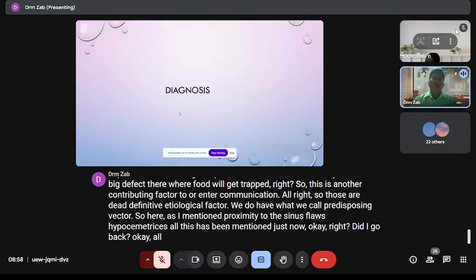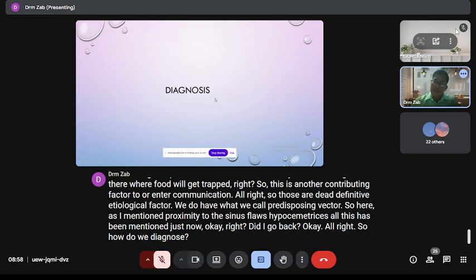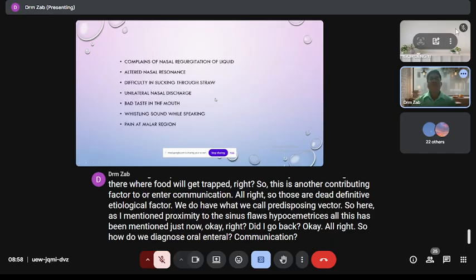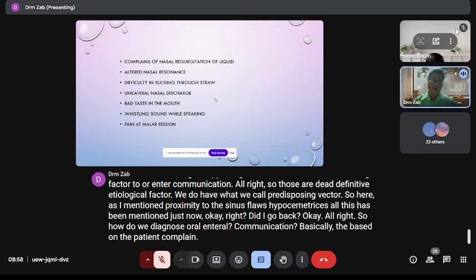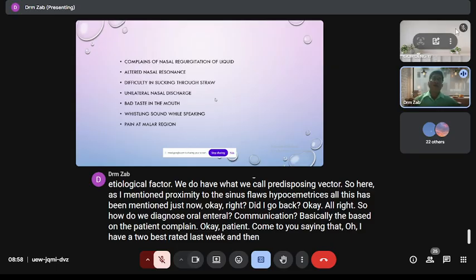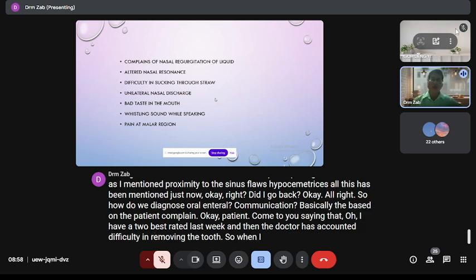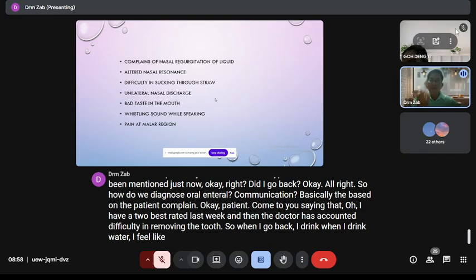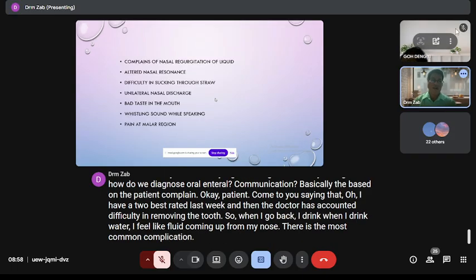Okay. All right. So how do we diagnose oro-antral communication? Basically, based on the patient's complaint. Okay, a patient comes to you saying, oh, I had a tooth extracted last week, and then the doctor encountered difficulty in removing the tooth. So when I go back, when I drink water, I feel like fluid coming out from my nose. That is the most common complaint from oro-antral communication.